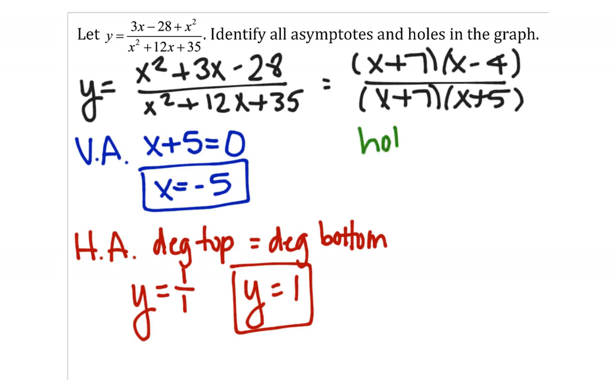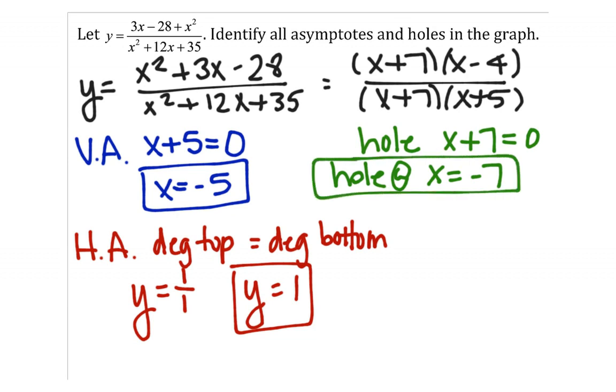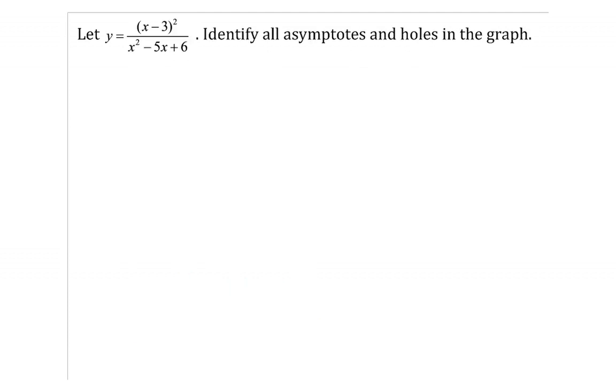For our holes, we're looking for a factor of both numerator and denominator, which is x plus 7. And we solve that for x. We get x equals negative 7, and we say that there is a hole at x equals negative 7. So those are the important pieces of that particular graph. So let's look at one more example.